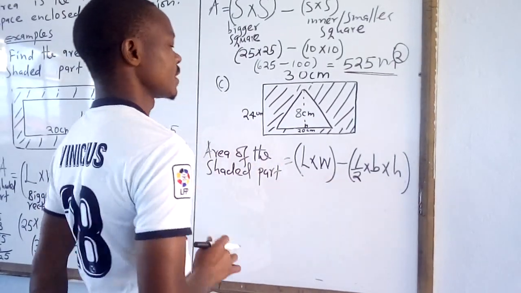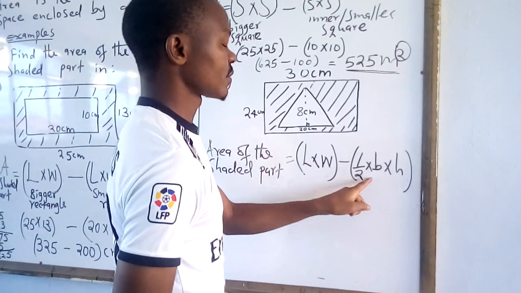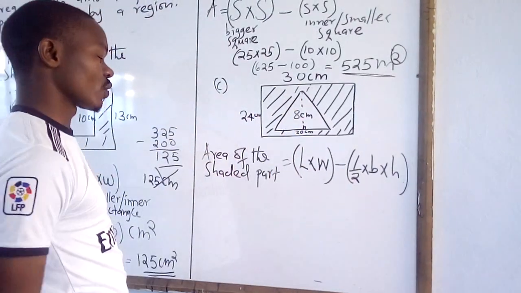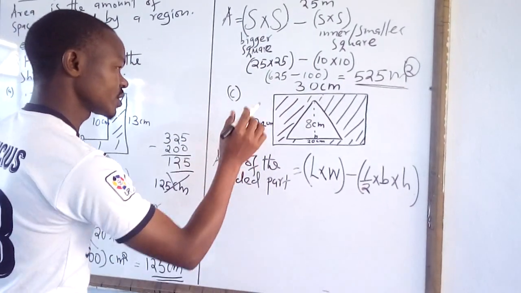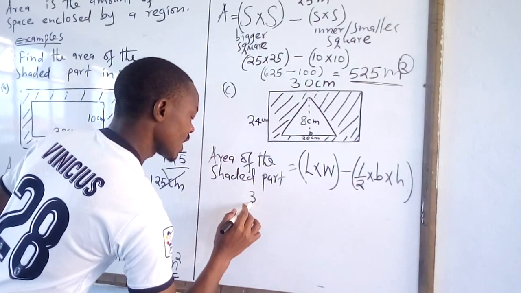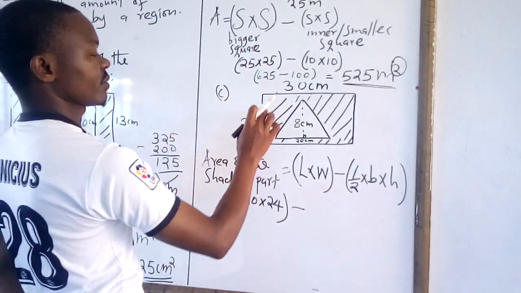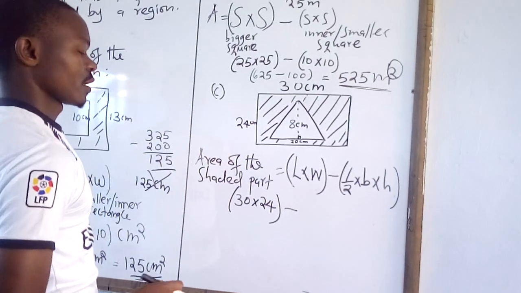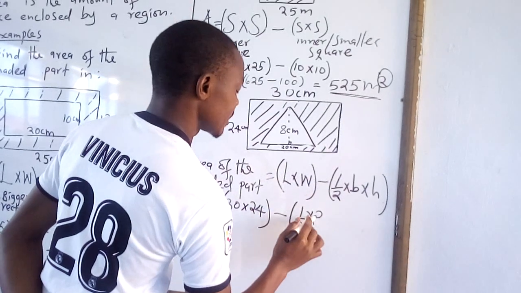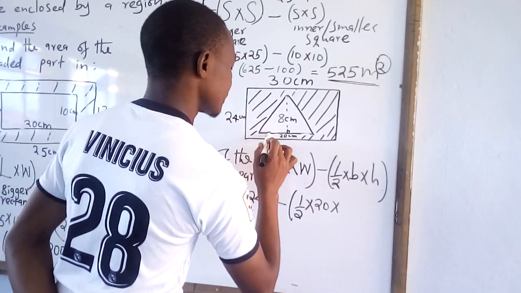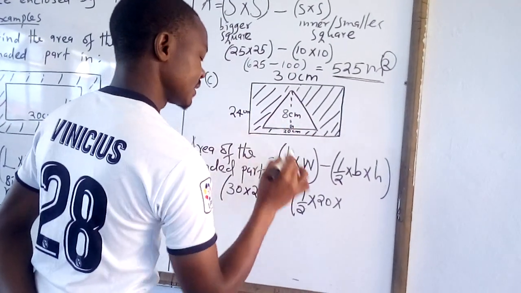So we get the difference. Area of the bigger figure, which is the area of the rectangle, length times width, minus half times base times height for the area of a triangle. So that is how we find the area of the shaded part in this figure. So we shall talk about length times width, which is 30 times 24, minus, remember this is the length, this is the width, minus half times our base here is 20 times, remember this is the base of the triangle and this is the height. Our height is 8.